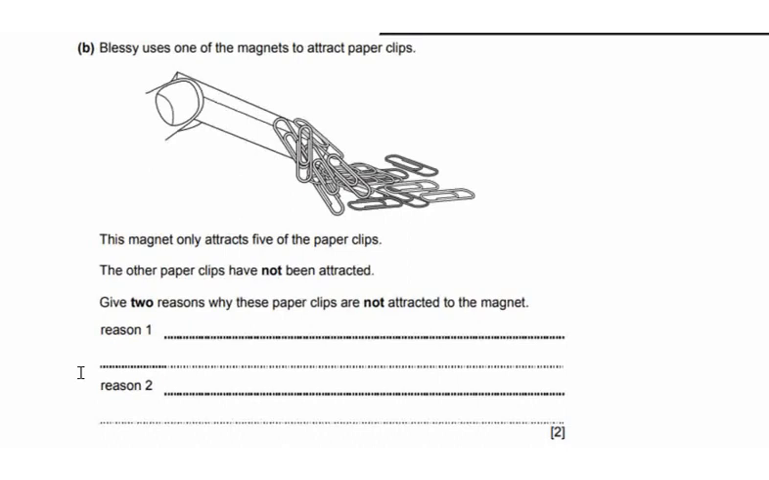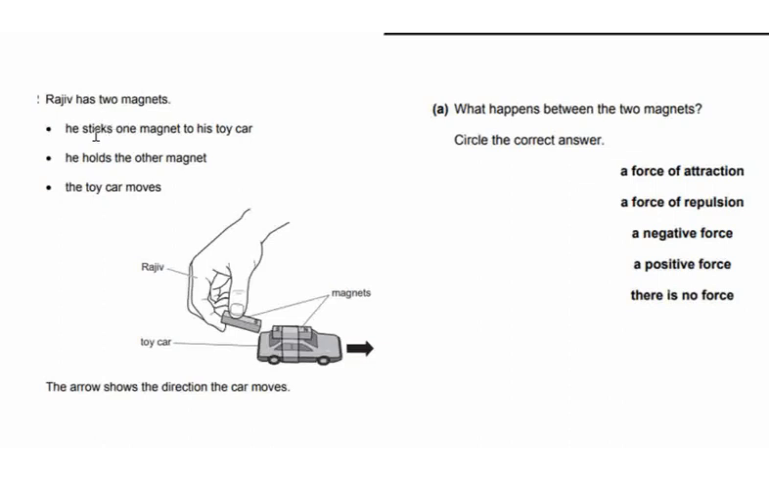Let's get started with the quiz from number 1. Rajiv has 2 magnets. He sticks one magnet to his toy car. He holds the other magnet. Then the toy car moves. The arrow shows the direction the car moves. Question A. What happens between the 2 magnets? Circle the correct answer. Is it a force of attraction? Is it a force of repulsion? A negative force, a positive force, or is there no force? 10 seconds from now.